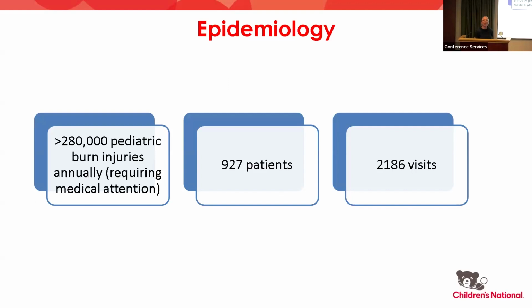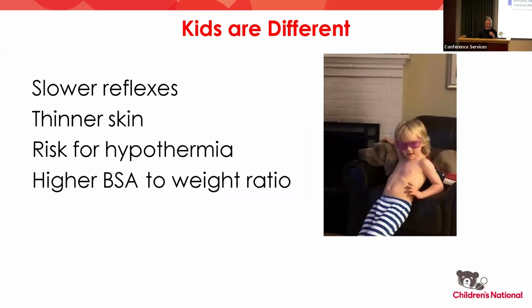Okay, very good. So when we talk about epidemiology, about 280,000 pediatric burn injuries occur annually, and these would all be injuries that are requiring some type of medical attention. At Children's National, last year in fiscal year 24, we treated 927 unique patients who accounted for over 2,100 visits to our institution. So kids are different.